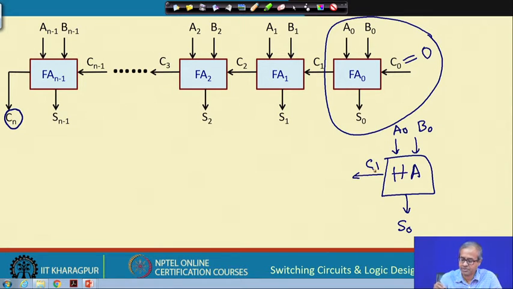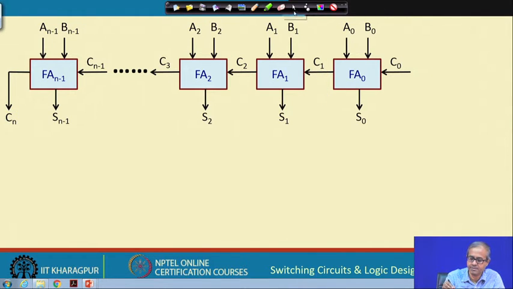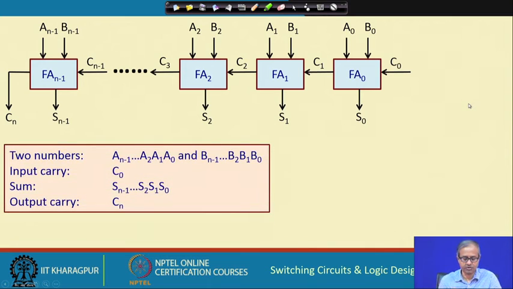Okay. So, if we have an adder design where there is no carry input, then you can replace the first stage by a half adder, which will be a little less expensive because number of gates in half adder is less than that of a full adder. Okay, fine. So, what we have said is this: there are two numbers we are adding, one is A, another is B, both are n bit numbers, input carry is C0, sum is this and output carry is Cn.